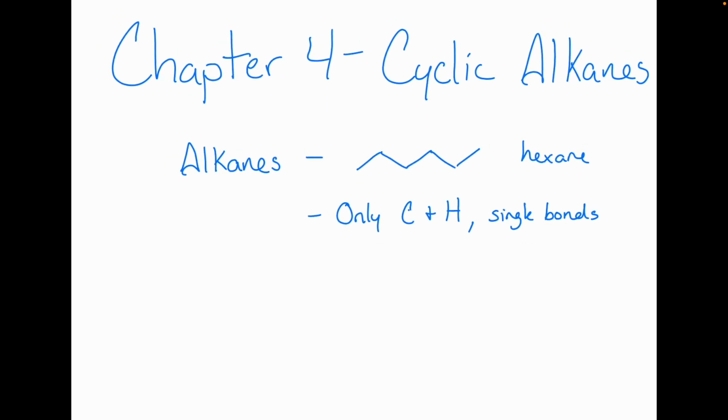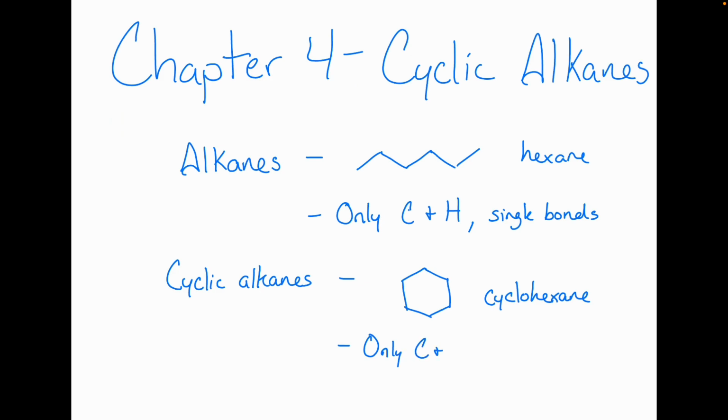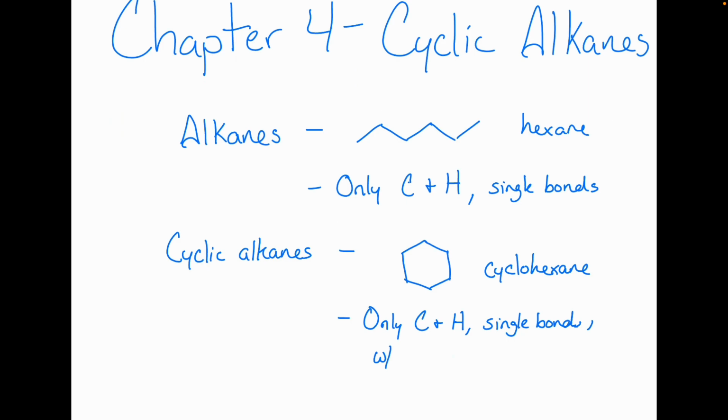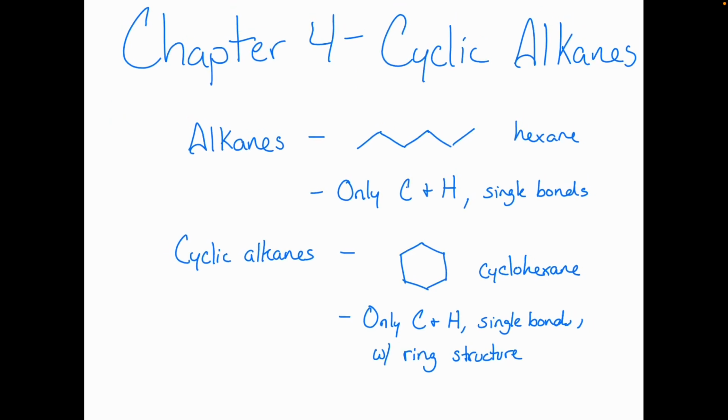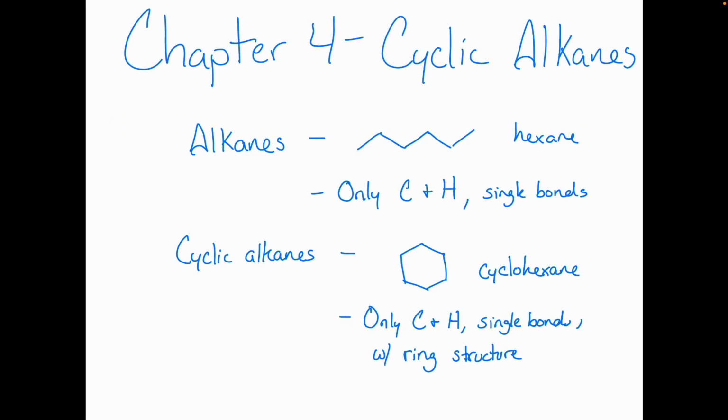Okay, so when we talk about cyclic alkanes, an example would be this hexagon here, cyclohexane. All right, and so what makes a cyclic alkane? Again, only carbons and hydrogens, only single bonds, but now we have a ring. So if you see a ring in that structure, it's classified as a cyclic alkane.